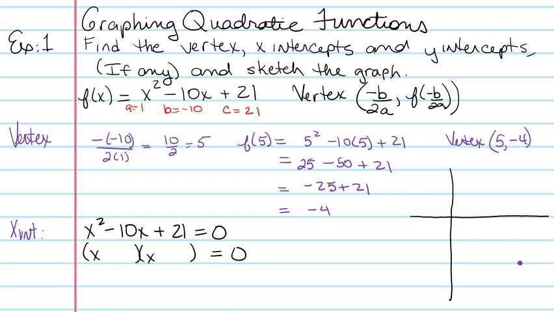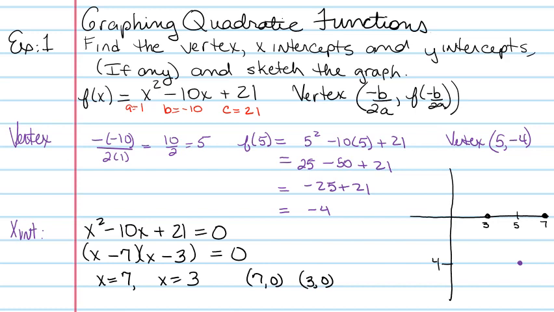Multiplies to give me 21 and adds to give me 10. I'm going to say that's 7 and 3. And so x equals 7 and x equals 3. These are my x-intercepts, 7, 0, and 3, 0. So that was 5, so 7 and 3.